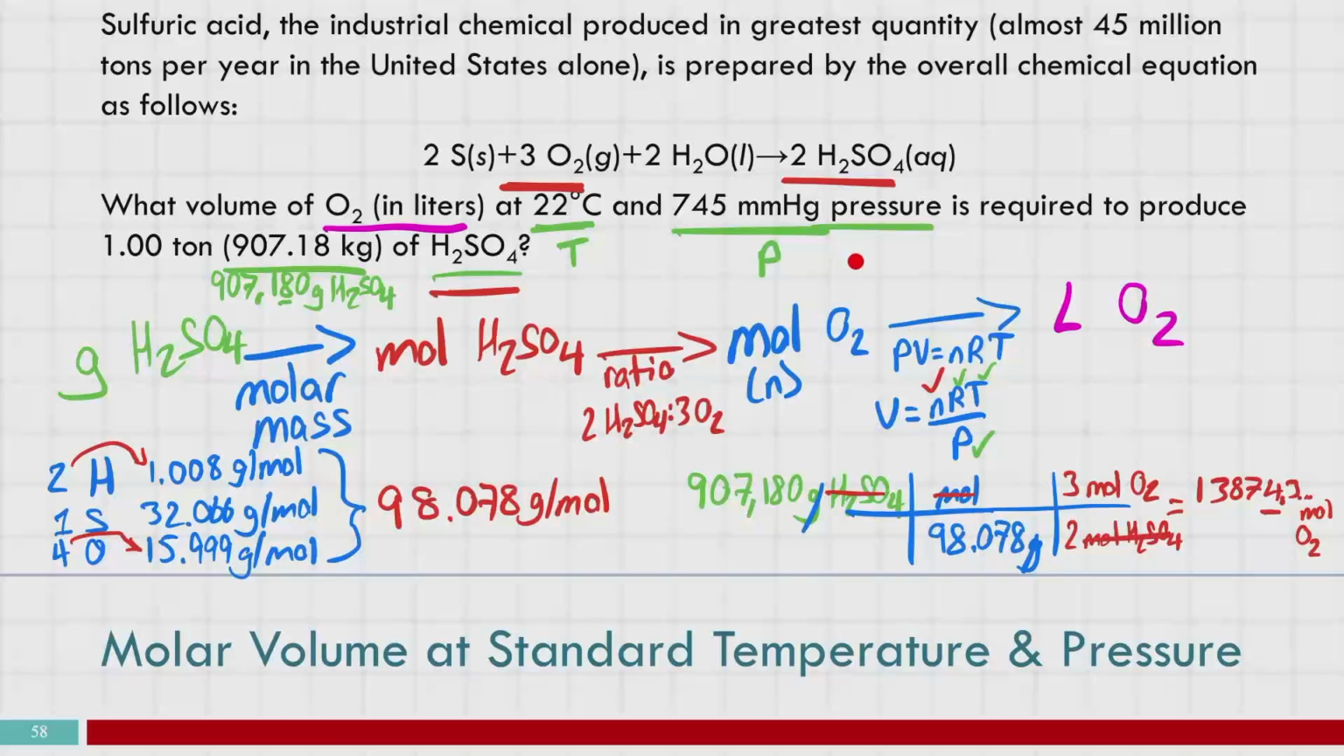Of course, our pressure is not in the right units. So divide by 760 to get it into atmospheres, 0.980 atmospheres. And our temperature is also not correct. So add 273.15 to get it into Kelvin, and it's 295.15 Kelvin. This is like the most complicated that I could have made this, by the way.